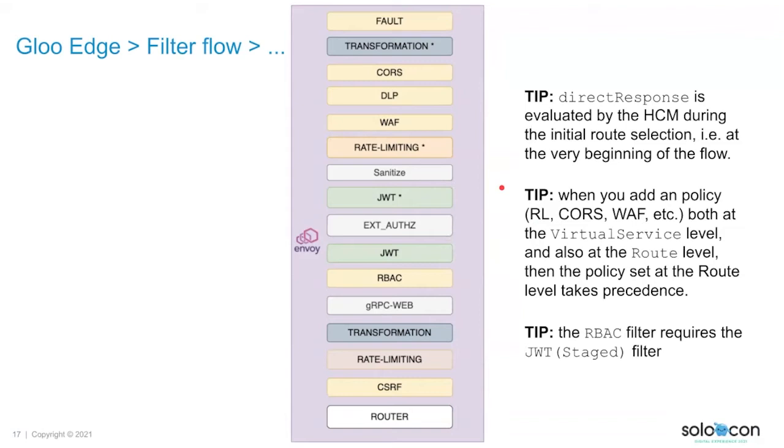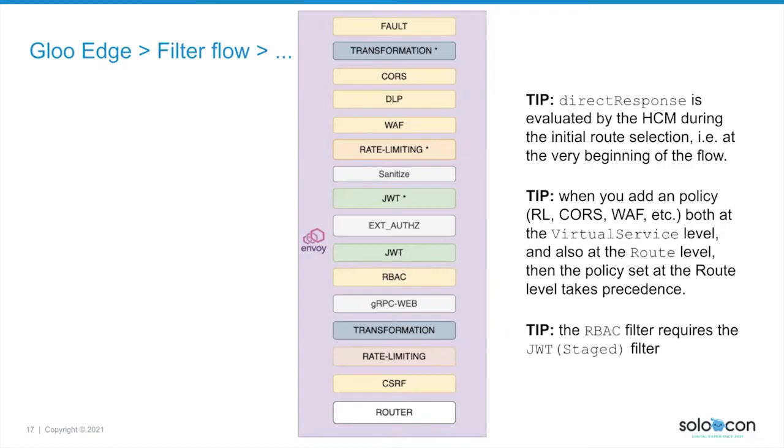Basically with most of the filters like rate limiting, CORS, WAF, when you set these options both at the virtual service level and also at the root level, then the policy set at the root level will take precedence. And finally, the RBAC filter requires the JWT filter to read the principal. Just before moving to the next slide, I would like to add that all of these filters are applied only if you use the associated option. Otherwise, they are not active.